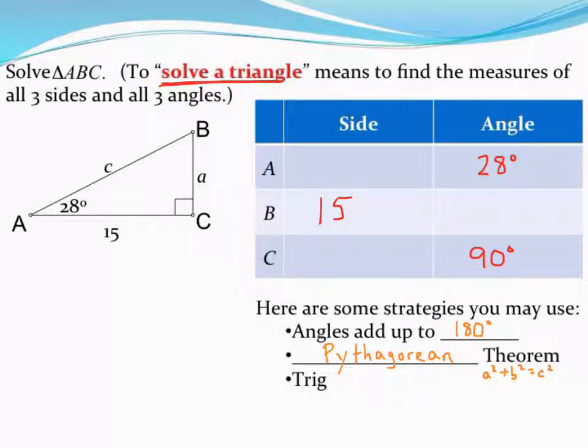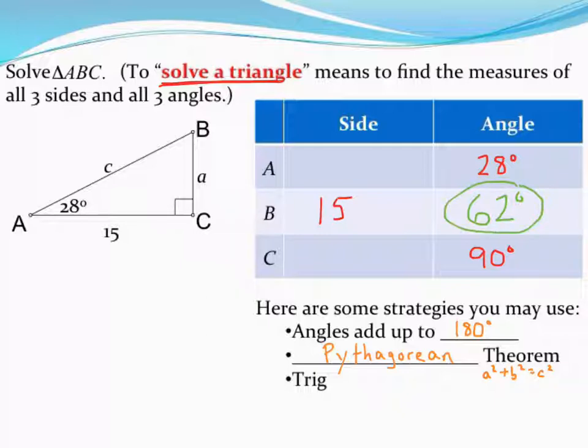So there's a few strategies you can use. One thing I can use right away in this case is that the angles of any triangle will add up to 180 degrees. So subtracting the angles that I'm given from 180 tells me that that third angle, angle B, has to be 62 degrees. So there's 4 answers out of the 6 that I need.